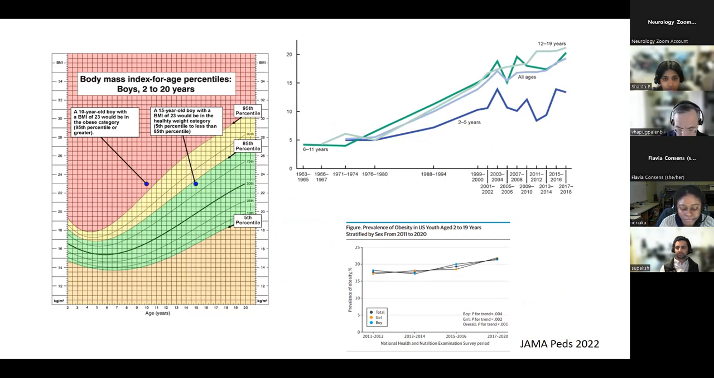The top graph is from the CDC, shows in the 60s, the obesity rate was around 5%, and you can see more recently in 2018, it's getting higher to the 20% range. And this was from JAMA Peds last year, a zoomed in version of the last few years. There's an increasing prevalence that you can see for both girls and boys.